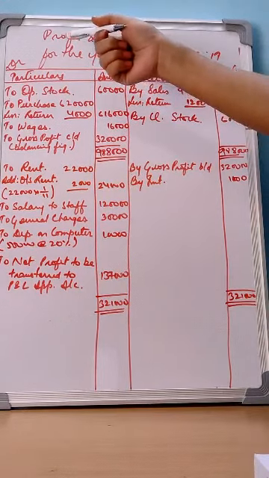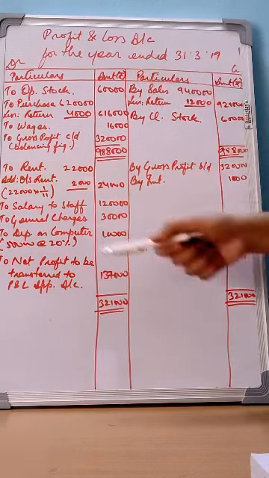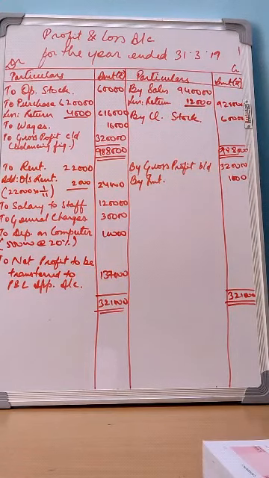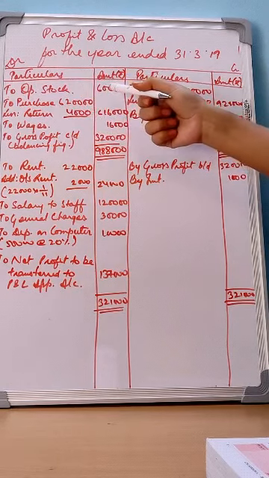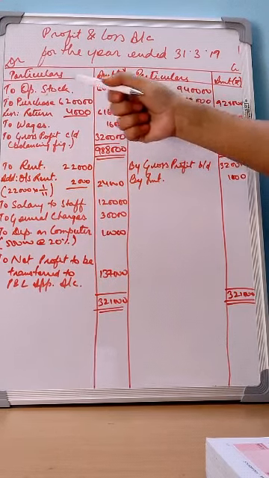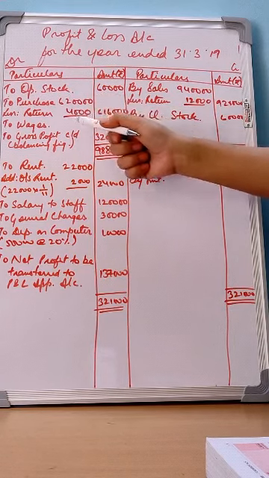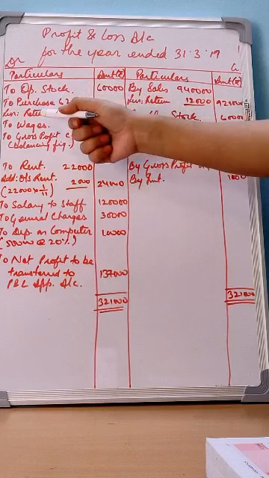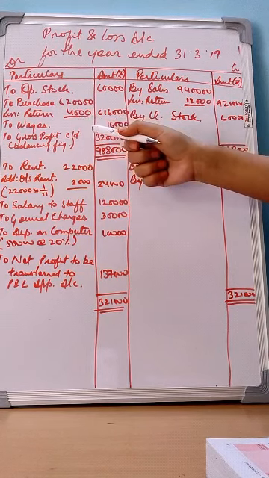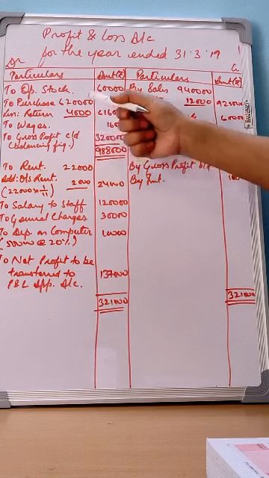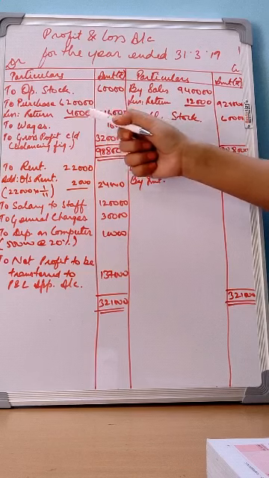Students, I think the board is visible to you all. I have written here: profit and loss account for the year ended 31st March 2019. The format is made. First it is opening stock, which is rupees 60,000, as given. After that, purchases 62,000. In the credit balances of the trial balance you will see return outward, which means purchase return, of rupees 4,000.